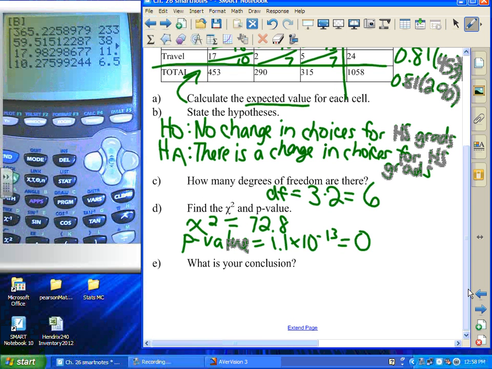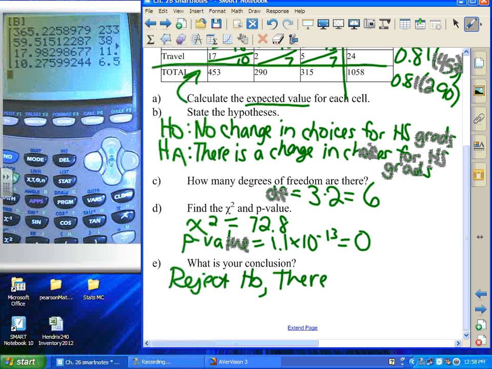Now we're pretty much finished. What's our conclusion? Would we reject or fail to reject? Reject. Reject the null hypothesis, and there is evidence of a change.